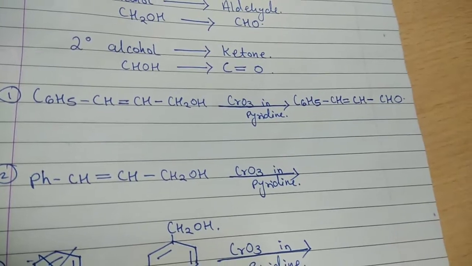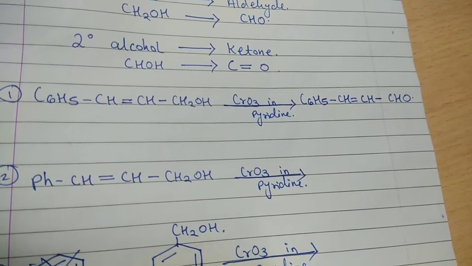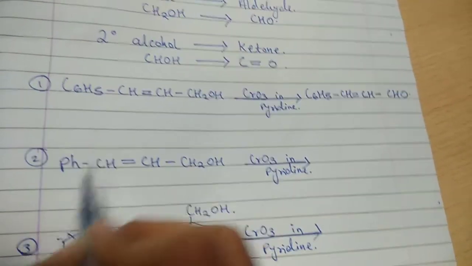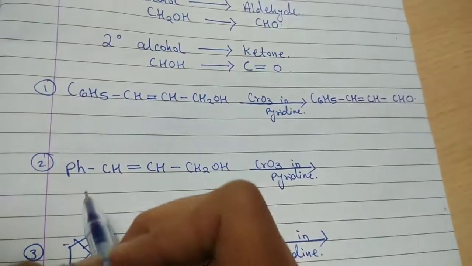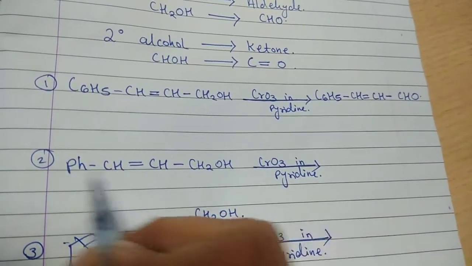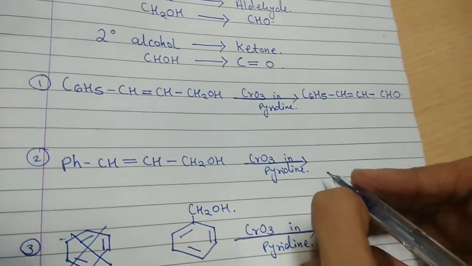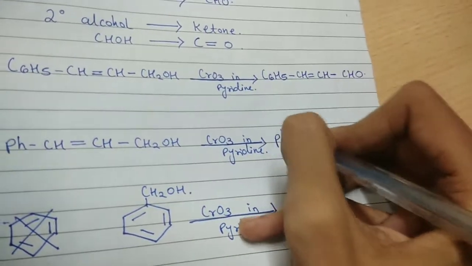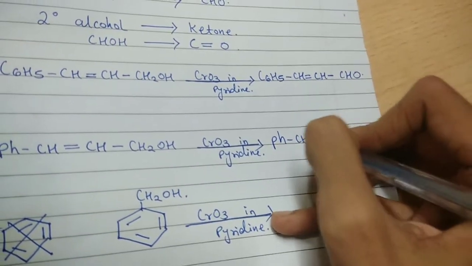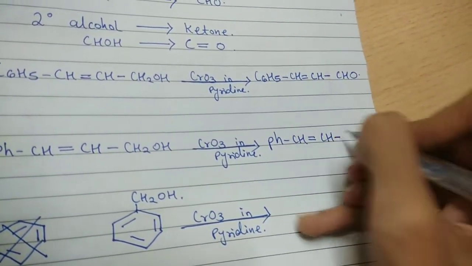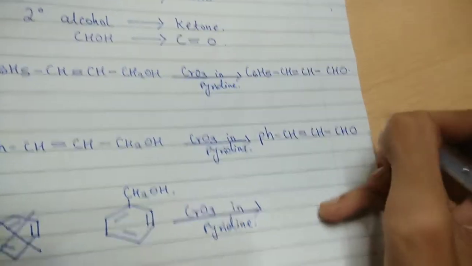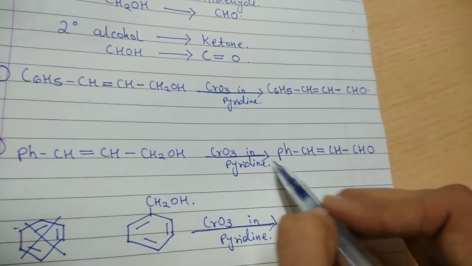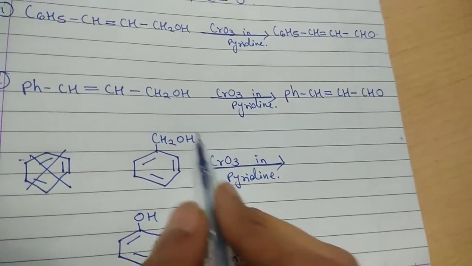Now let us come to the second example. Actually the first and the second example are the same. Just that in place of C6H5, I have written Ph here, which is nothing but the same, phenyl. Phenyl group means C6H5. So you just have to write the entire thing similarly: Ph, CH double bond CH, and instead of CH2OH, we'll write CHO. The first and the second reaction are the same, just that there I have mentioned C6H5 and here I have mentioned Ph, for people who don't know what Ph is.